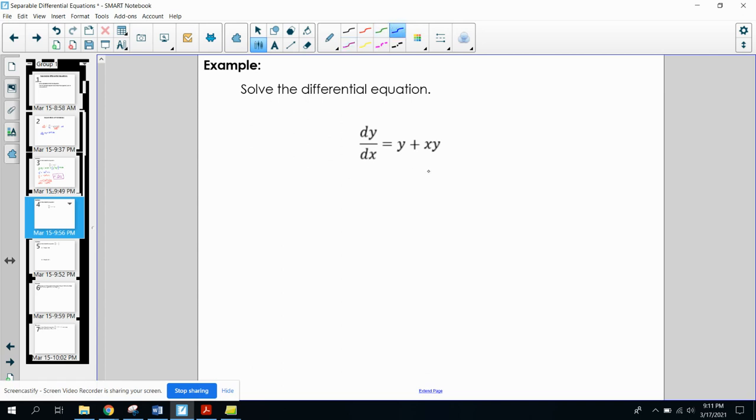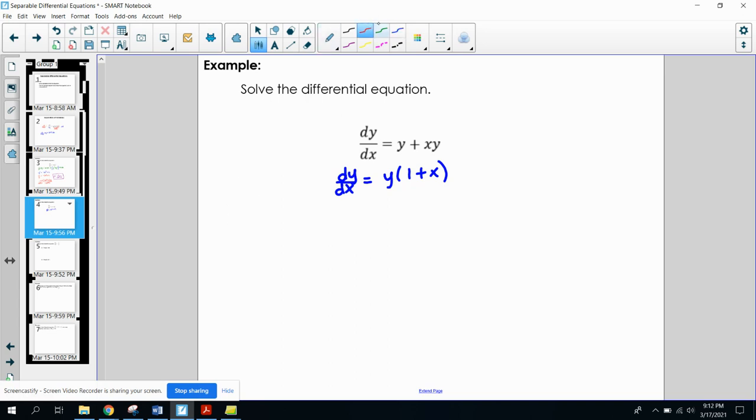So here on the right-hand side, I have two y's. Before I do anything with separating the variables, I'm going to factor that out. I'm going to take out the common factor of y, so I'm left with 1 plus x. From here, now I'm going to separate the variables. I'm going to divide both sides by y and multiply both sides by dx.